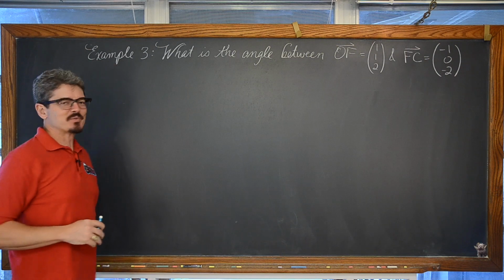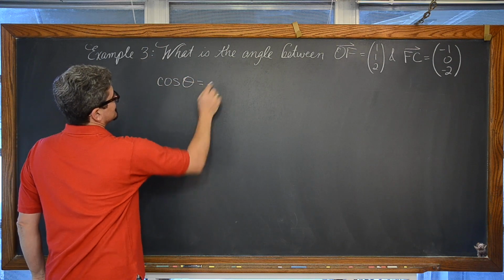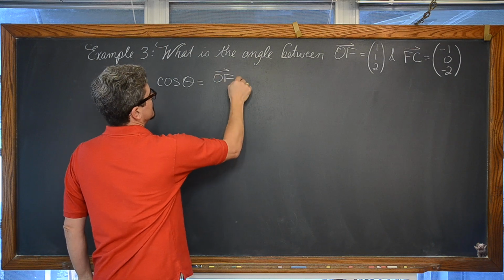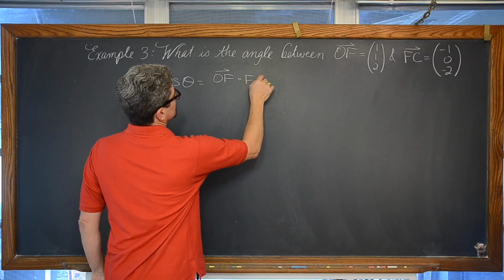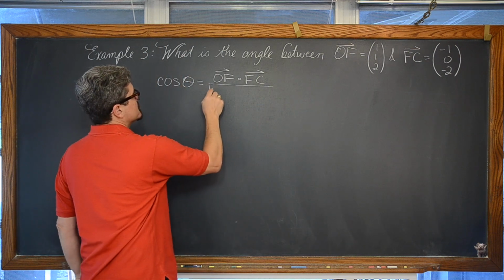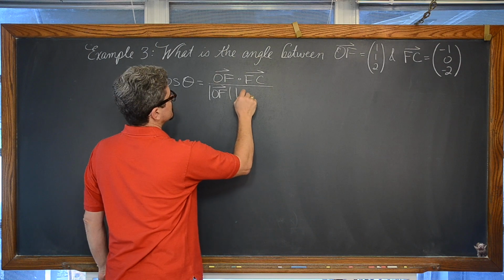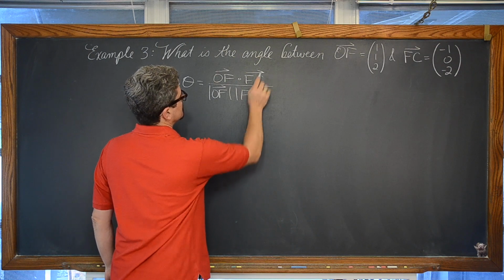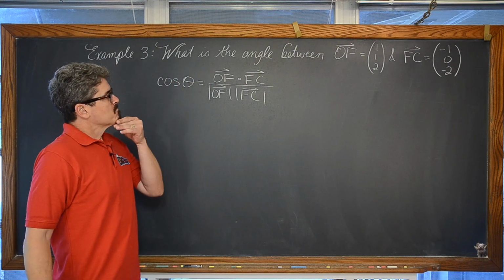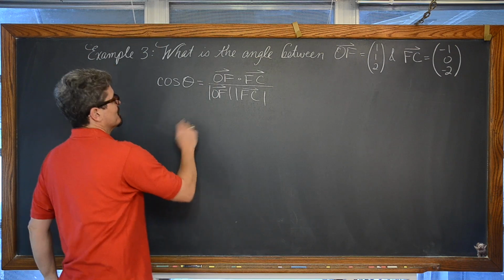So what is that angle between those two vectors? Well, the cosine of theta is going to be equal to the dot product of OF and FC over the magnitude of vector OF times the magnitude of vector FC. Okay, so let's try and do this without the copy error, sign error if you will.